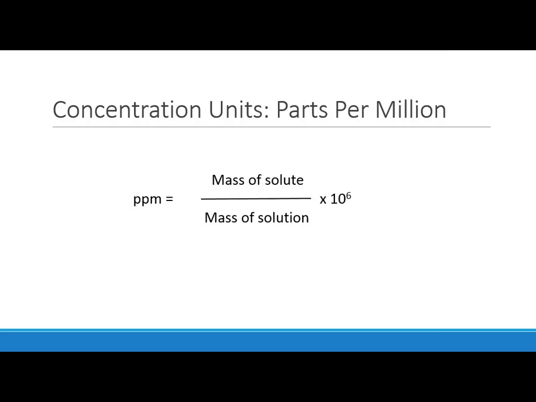Why 10 to the 6th? Well, 10 to the 6th is 1 with 6 zeros after it. Oh, that's a million, right? Hence the name, parts per million.